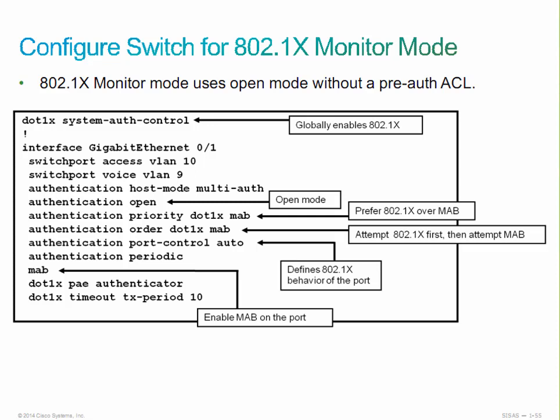If we have the auth fail VLAN configured, the endpoints that fail any kind of .1x authentication after they've done a successful MAC authentication bypass are going to be put into that auth fail VLAN, and then we're not going to attempt any other methods as part of the process.